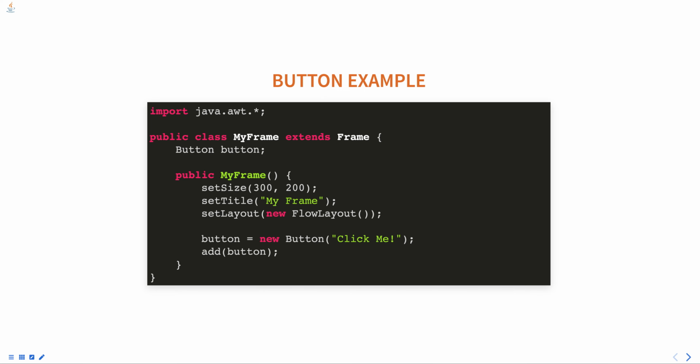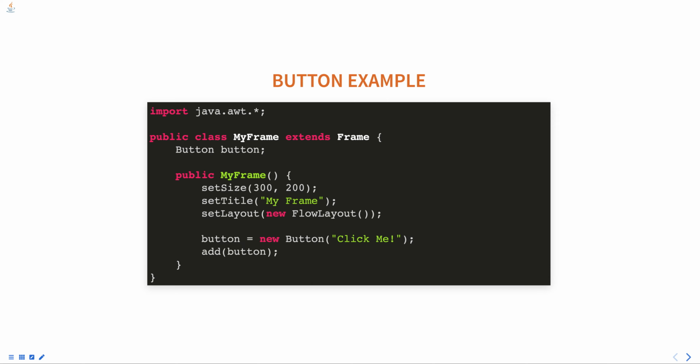In this example, the MyFrame class extends the Frame class and overrides the constructor. Inside the constructor, the setSize, setTitle, and setLayout methods are called to set the size, title, and layout of the frame. A button is created and added to the frame using the add method.